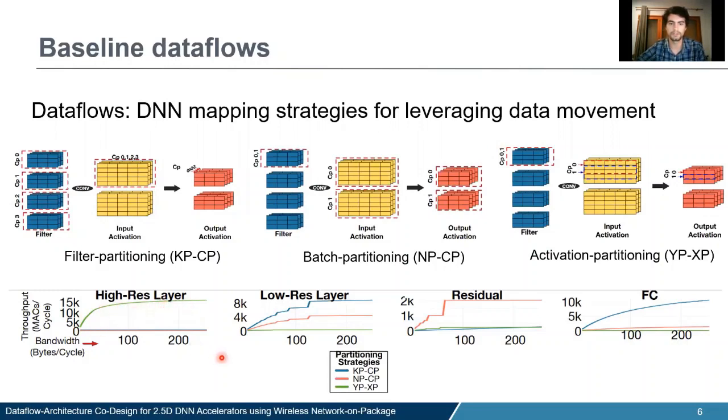In contrast, for instance, in a low resolution layer, in which it is the activations that are very, very expensive to move because they are very large in size, by using a filter partitioning strategy, we'll be able to share all this data with all the chiplets very fast if our fabric allows for multicasting.